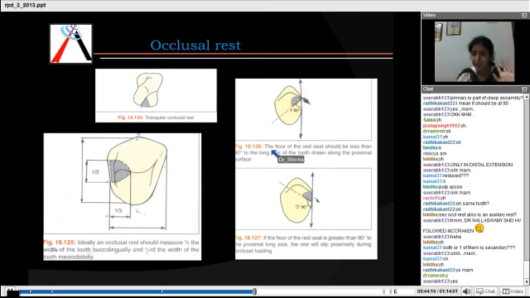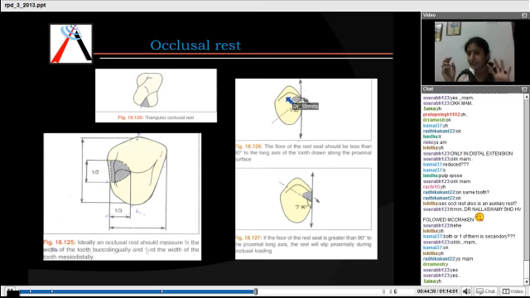Okay. Next, the floor of the rest seat should be less than, this we have already learned, less than 90 degree. The rest to the minor connector angle should be less than 90 degree and it should not be more than 90 degree, to prevent displacement. Okay, that is the same rule. Now we have the same rules coming in every rest, but I'll just tell you for each there may be a difference. I'm telling you that.